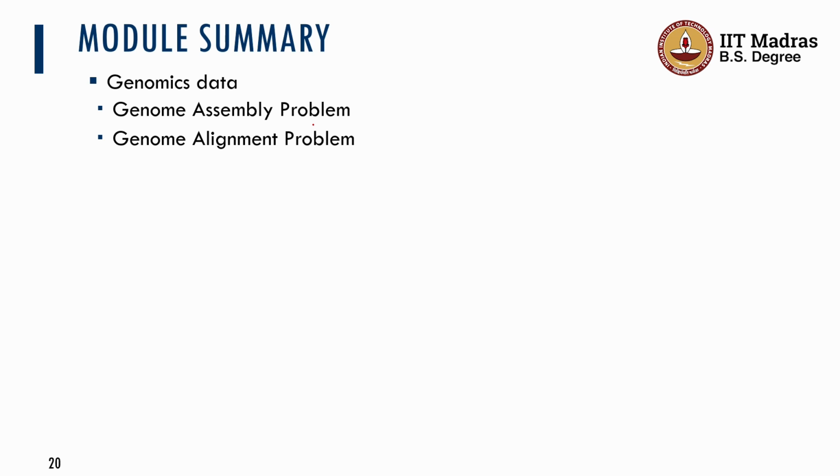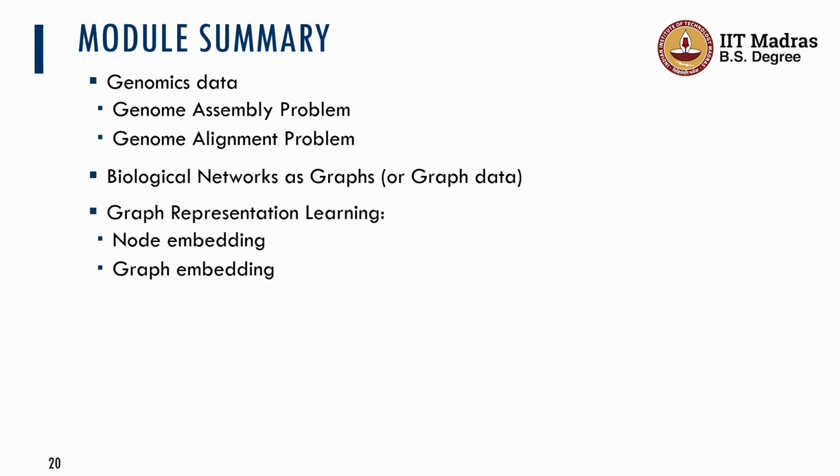And this problem can also be formulated as a dynamic optimization problem or dynamic programming problem. And we provided an algorithm to solve the genome alignment problem. Then we moved to biological networks, how we can actually generate a graph out of biological networks and see this graph as data. So it's graph data that we have looked at.